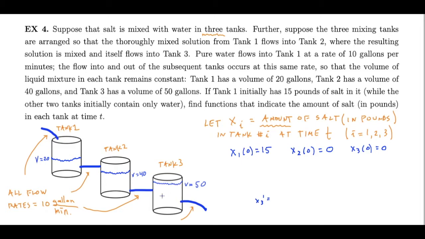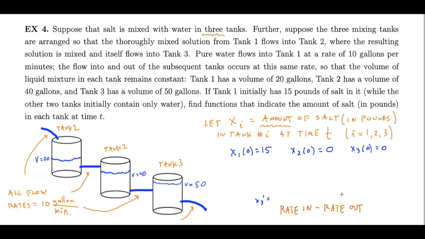Well, clearly salt is introduced into tank 3 through the salt that's leaving tank 2. At the same time, though, we assume that the mixture is instantaneously like a perfect solution, and then some salt leaves tank 3. So to account for both of these factors, I'll have to find the rate at which salt is entering tank 3, and then subtract the rate at which salt is leaving tank 3.